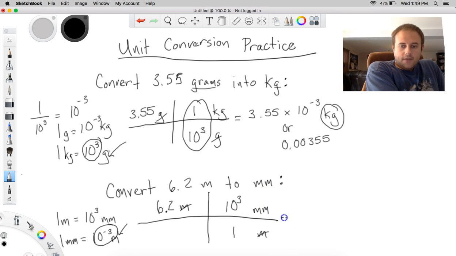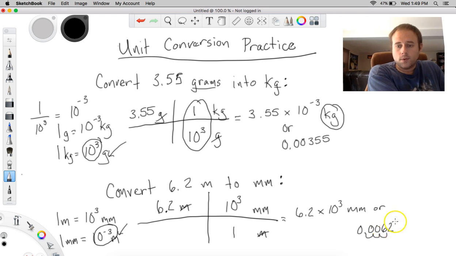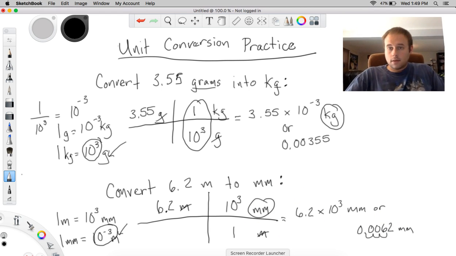So if I set this problem up and I solve it, I should get 6.2 times 10 to the third millimeters, or 0.062. I'm sorry, there's another 0 in there I missed. 0.0062, right? Because if I move the decimal 1, 2, 3 times, I get back to 6.2. So this would be in millimeters because that's the final unit. Okay? So hopefully you guys are starting to get a grasp on this and understand this.